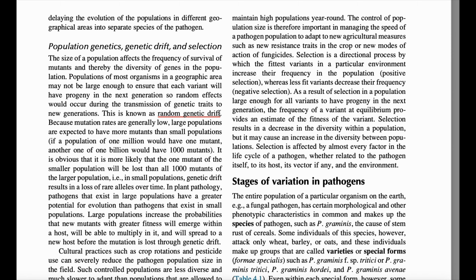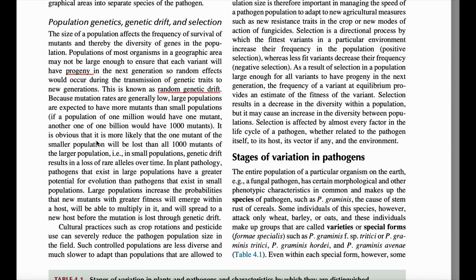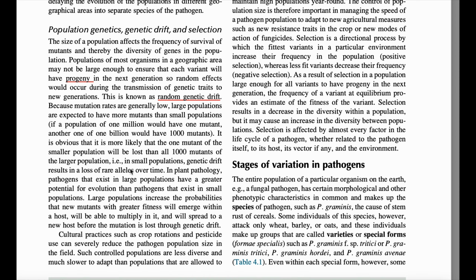It occurs randomly. It is obvious that it is more likely that one mutant of a smaller population will be lost than 100 mutants of a large population. That is, in a small population, genetic drift results in loss of rare alleles.